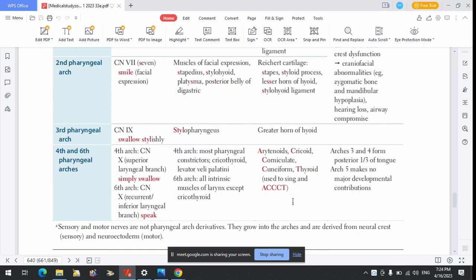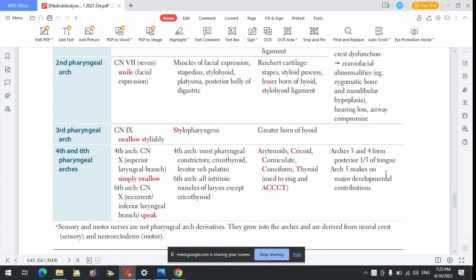You can use it. So the posterior one third of the tongue is actually formed from the third and the fourth arches. So it should be with the fourth, but because it's collectively being formed, that's why they separated it. Your posterior one third is also part of the fourth. So the posterior one third of the tongue is formed from joining of both the third and the fourth. What forms the anterior two thirds of the tongue? Where is it coming from?